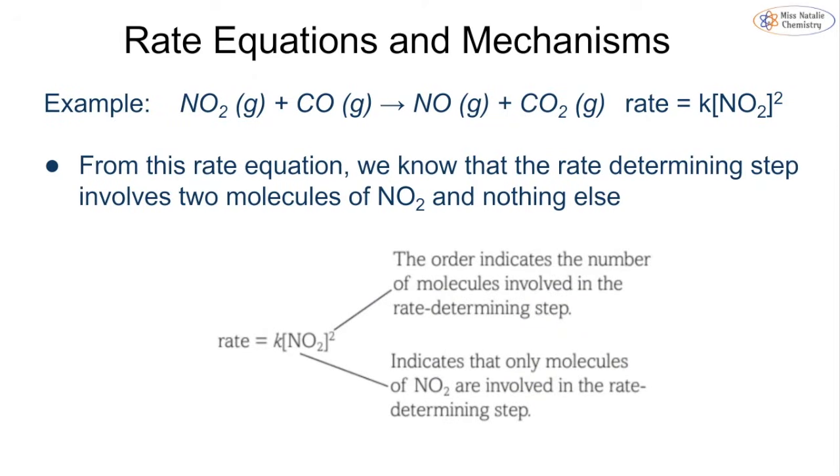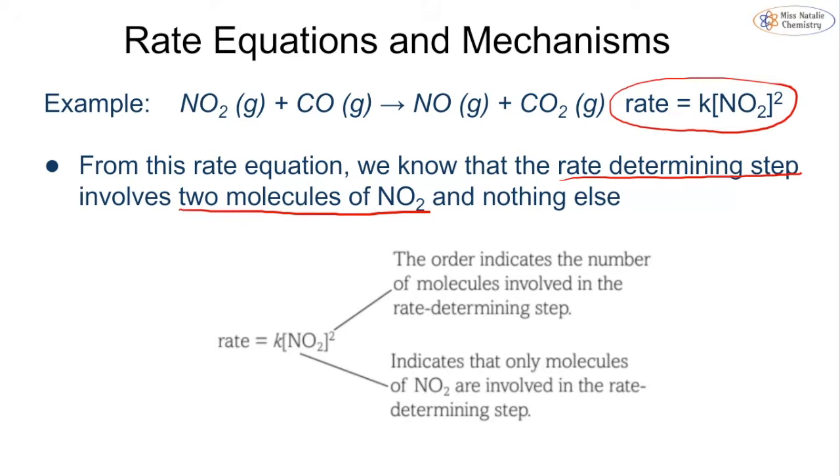So let's look at an example. If we have this stoichiometric equation, NO2 plus CO gives us NO and CO2, we can figure out our rate determining step from our rate equation, which is rate equals k[NO2] squared. So from this, what we can figure out is that our rate determining step involves 2 molecules of NO2 and nothing else. So that's what these numbers are going to tell us, as well as the order. They tell us the number of molecules. So that's the whole point in getting the order of the reaction.